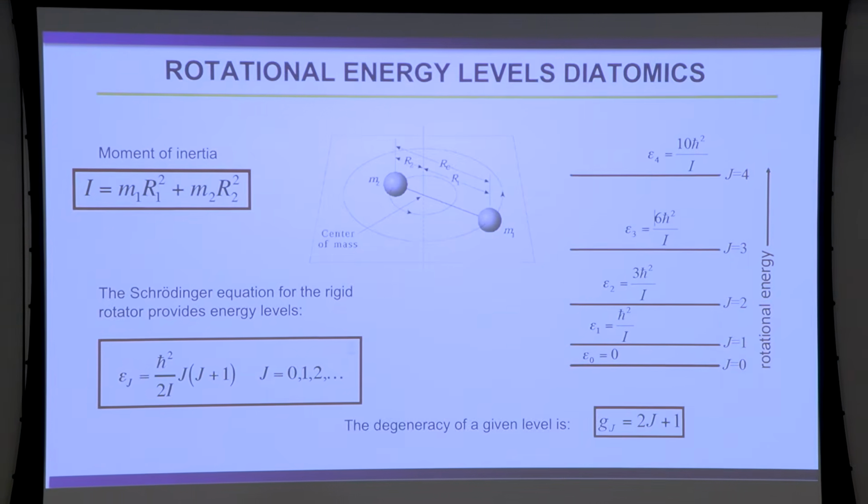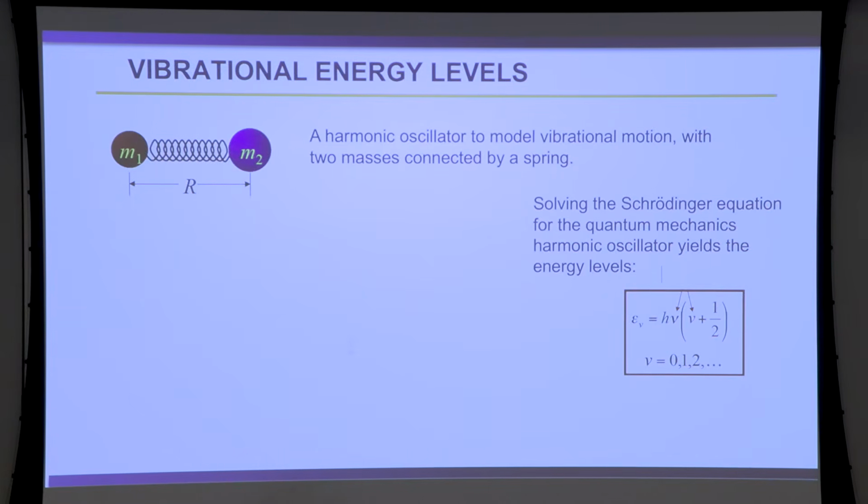The degeneracy is fine. Okay. Then I have vibrational energy levels. In this case you have a harmonic oscillator: again an atom, two molecules here, and there is a distance. Solving the Schrödinger equation for the harmonic oscillator gives you something that looks like this. So you have nu again, and then you have h.